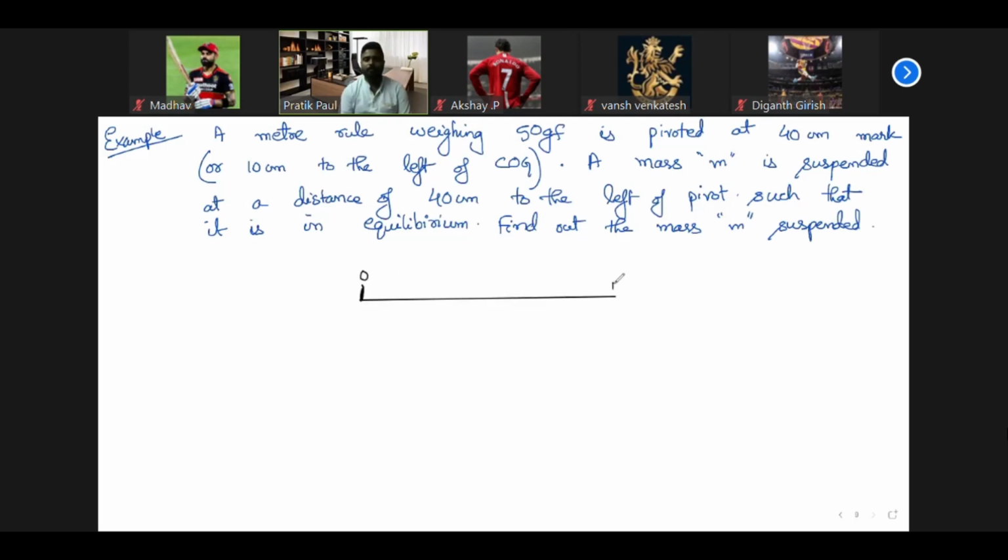Meter scale 0 to 100, weighing 50. So I told you to immediately mark the center point. That is the center of gravity. So what's the weight of the scale? 50 gram force. Now this is pivoted at the 40 centimeter mark. So let's say this is the 40 centimeter mark and there's a pivot over there. What's the distance between 40 and 50? 10, or 10 to the left of center of gravity. This is the center of gravity, 10 centimeter towards the left.